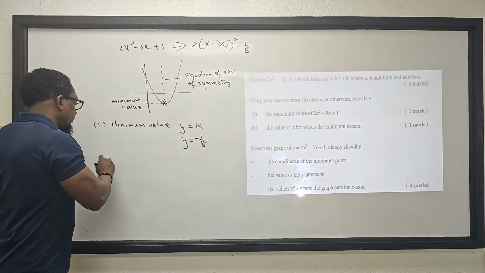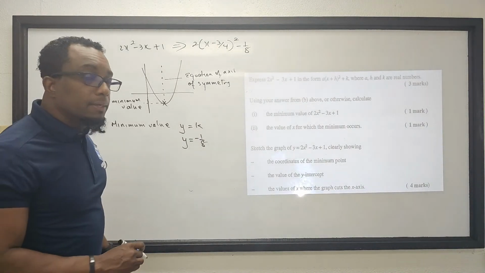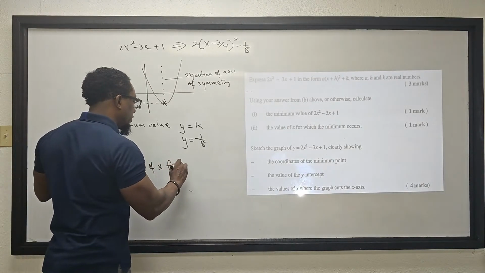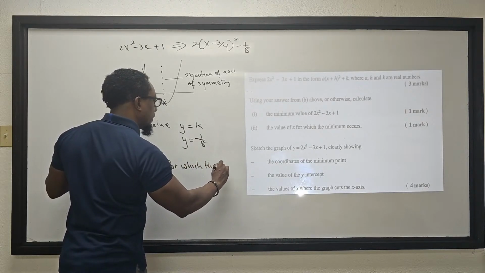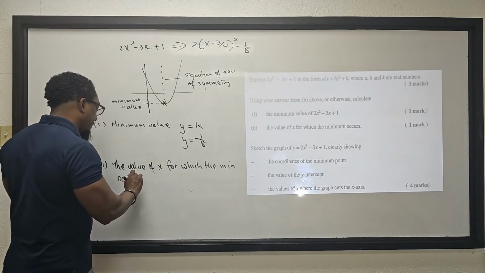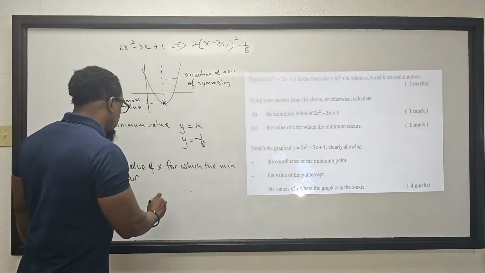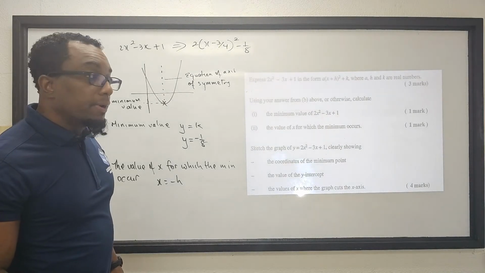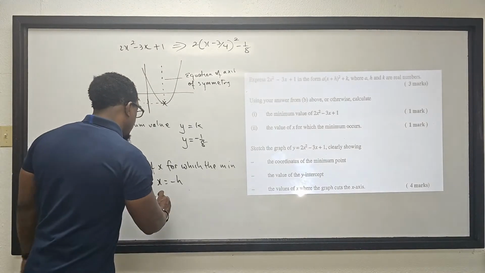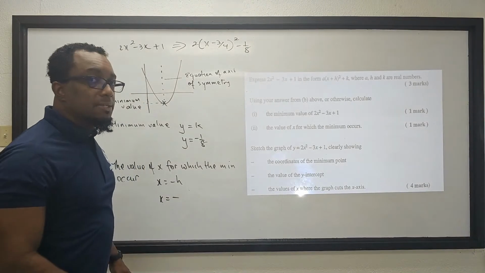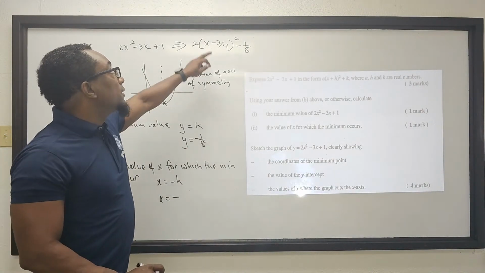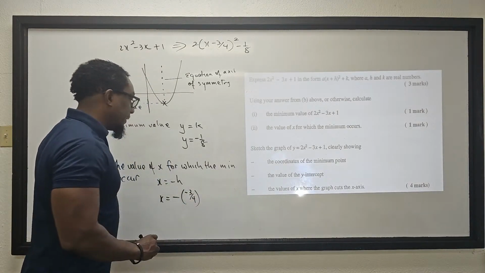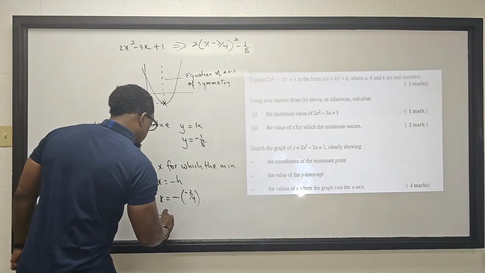And part 2, the value of x for which the minimum occurred, that is, x is equal to negative h. So that's the x coordinate of the turning point, negative h. So we know that x will be equal to the subtraction sign, and we replace h, we got h to be negative 3/4. So this will be negative of negative 3/4 in brackets. So the x coordinate of the turning point will be positive 3/4.